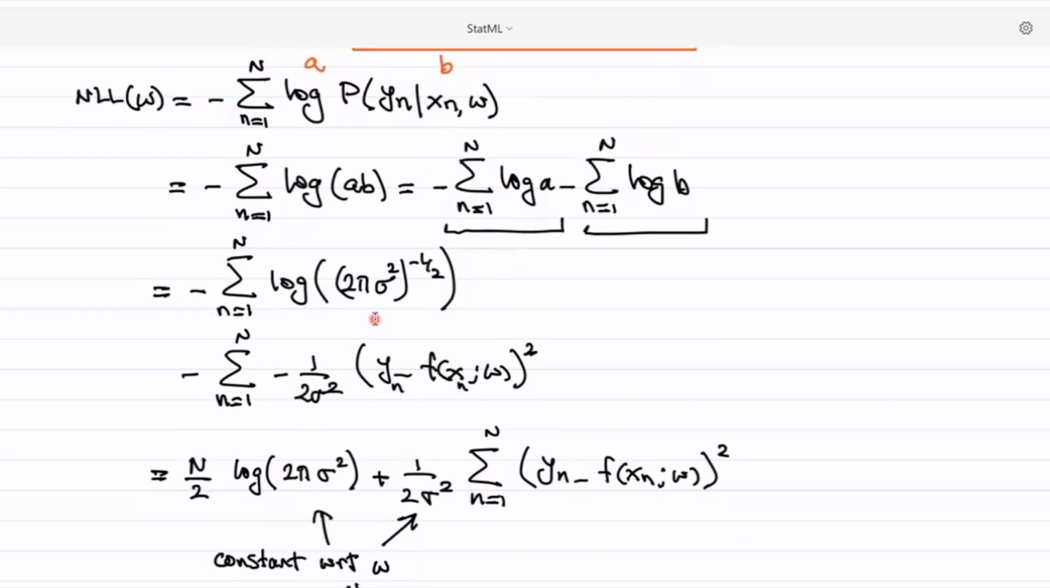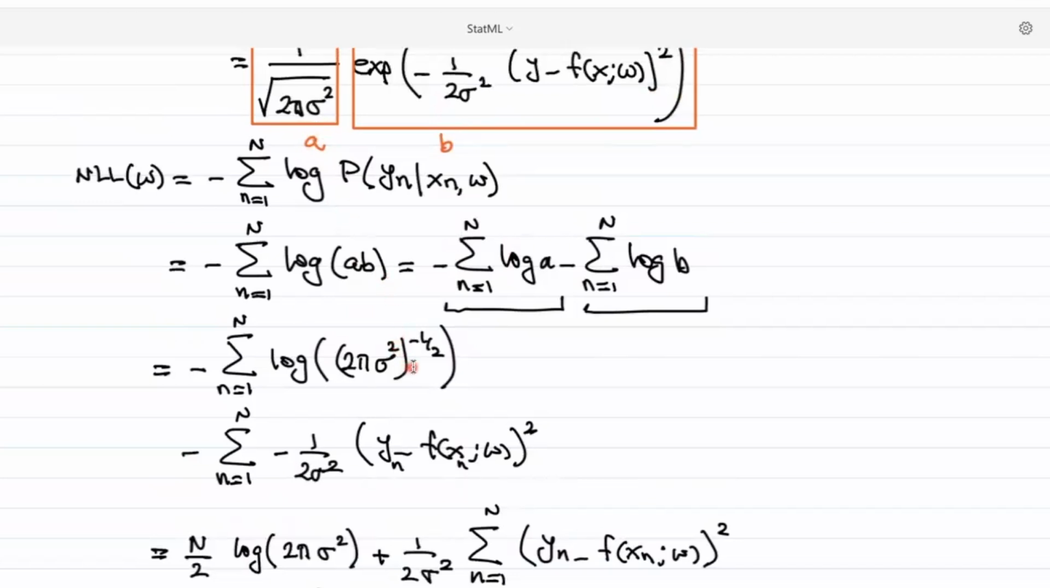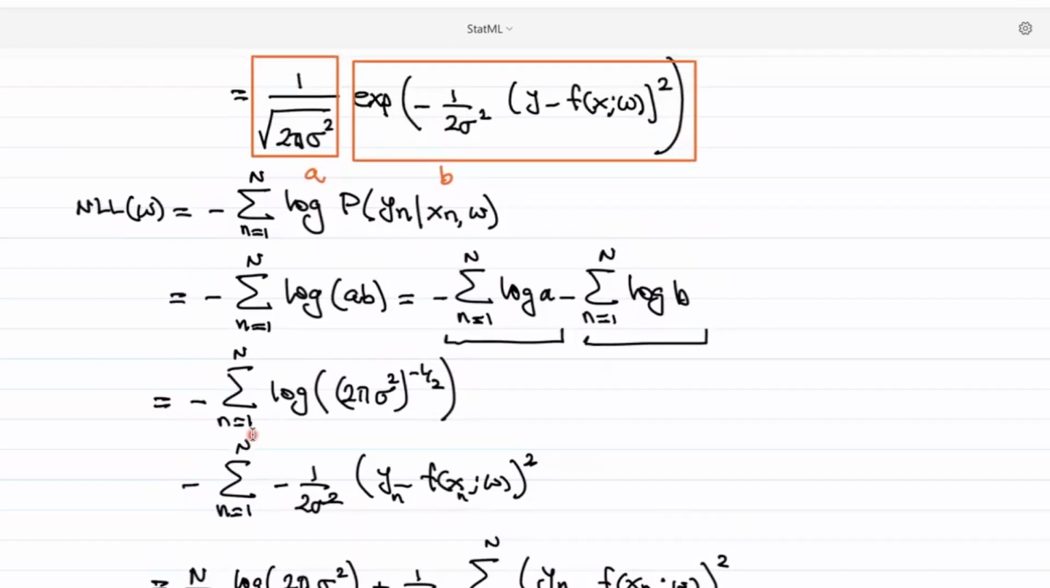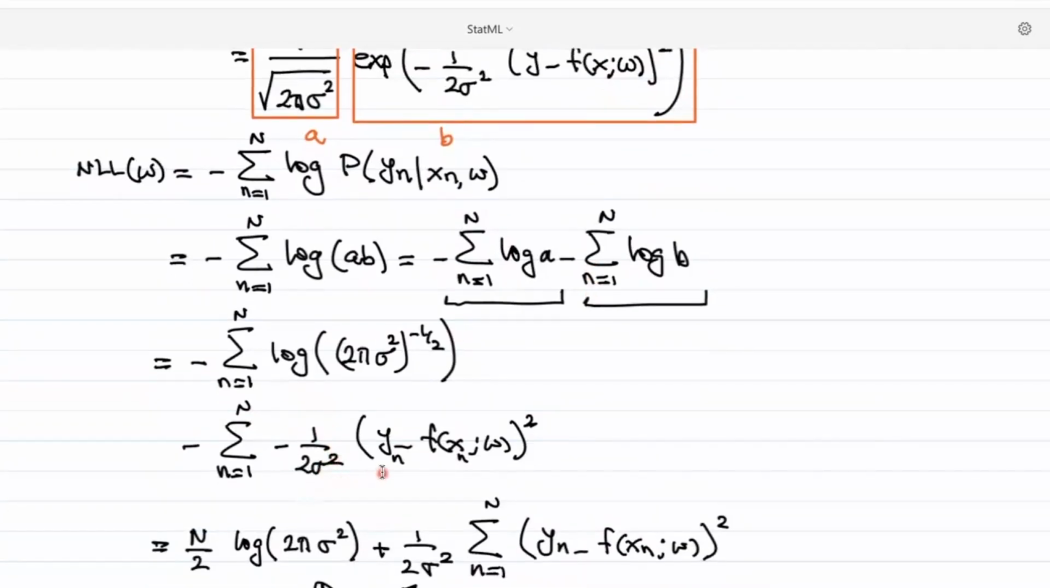So in this case, we get the negative sum of log of a, which is 2 pi sigma squared raised to the power of negative 1 over 2. And then the second term is the negative sum of log of exponential. Remember that the logarithmic function and exponential function are inverses of each other, meaning that they cancel each other. So we get what's inside this exponential, which is negative 1 over 2 sigma squared times (yn minus f of xn and w) squared. And here we want to make sure that we put the index n, which is the sample index, because now we have this summation over all the data points, for all the samples. So that's something important to remember since we removed that earlier on.